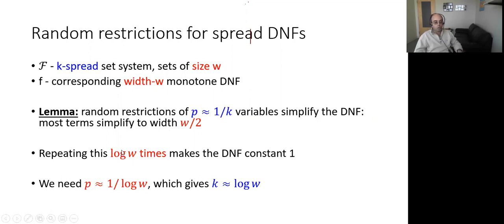That's going to be like this 1/3 probability. So we want p to be maybe a third over log W, which means that k has to be something like log W, which is one reason why this technique gets stuck at log W, because we have to repeat this log W times. Every random restriction simplifies the DNF only by reducing the width by a constant factor. So this is maybe one reason why we get this log W. So now I want to prove this lemma. Any questions on this lemma, what we're trying to prove?